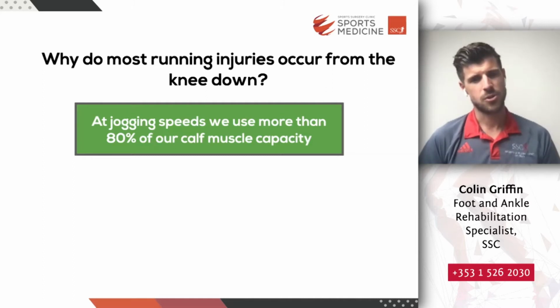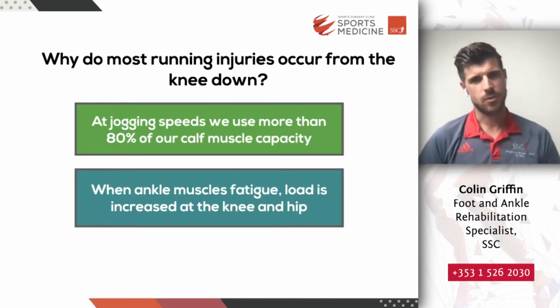So that can put a lot more load through the Achilles tendon. It can cause a lot more loading around the ankle joint. But also, if the lower limb gets tired, if the ankle area gets tired, those forces tend to shift up towards the knee and around the hip. And that can have a big factor on how the knee is loaded and how the hip is loaded, perhaps increasing the injury risk on those particular sites.